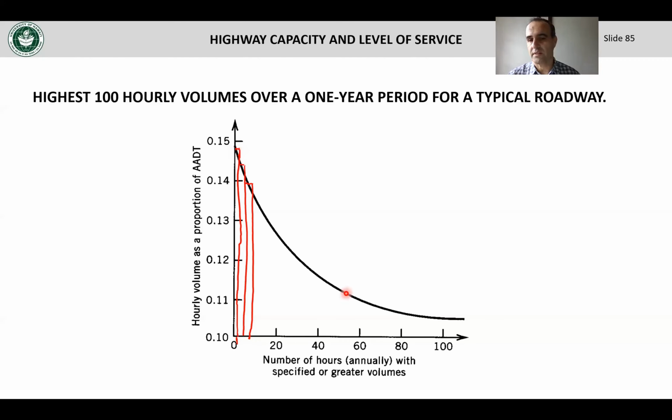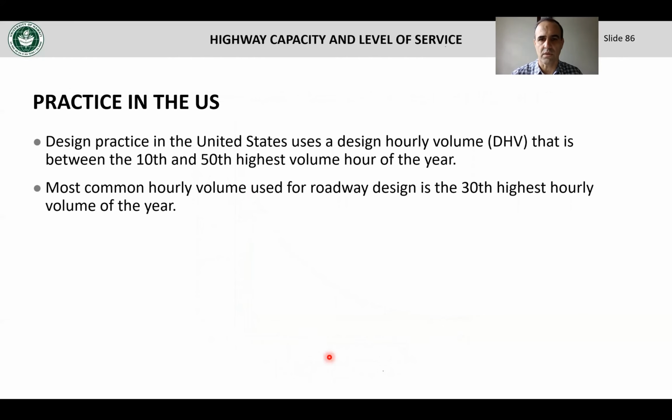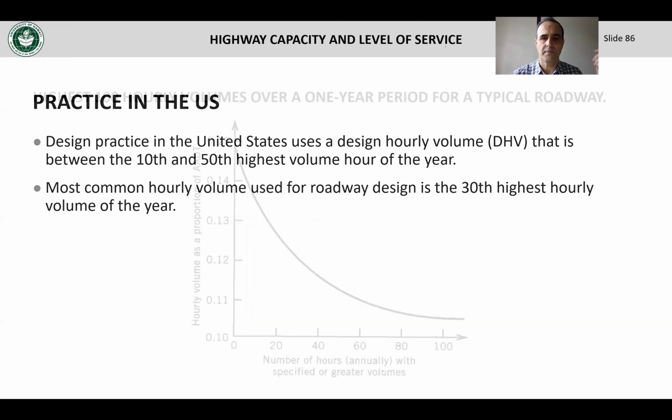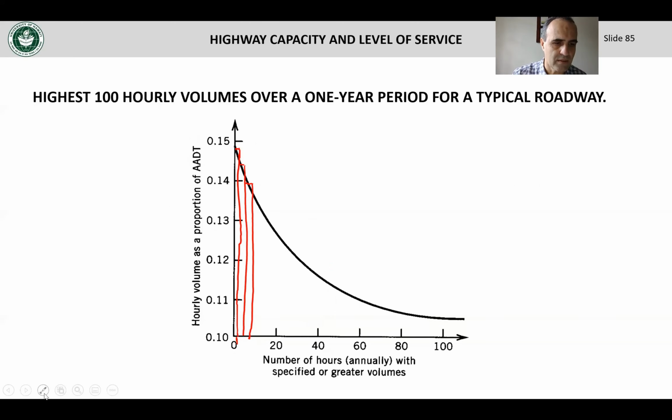So you order the things in that way, and then for design, typically, there have been economic studies on what would be the proper values to use, but for design, people have chosen between the 10th and the 50th hour, and typically the 30th hour is chosen. So this is what it says here. The 30th highest hour is chosen for design. Okay. So what that means is that if you create a graph like this, you just pick the 30th hour and you say, okay, I'm going to design for whatever volume corresponds to that value. That's going to be my design hour volume.